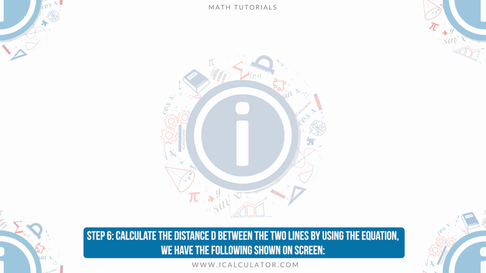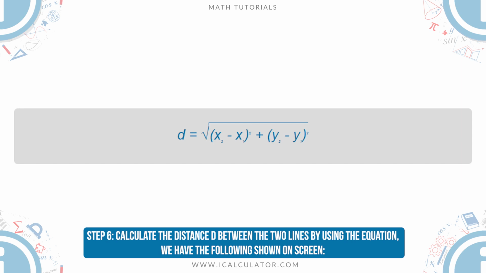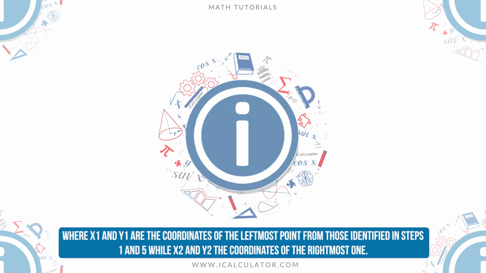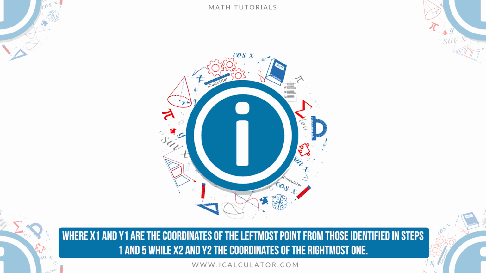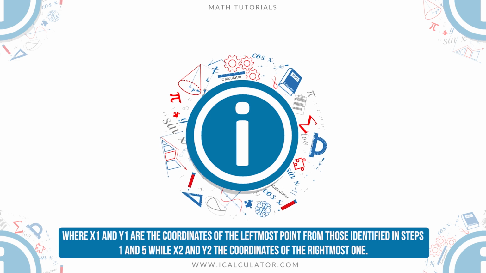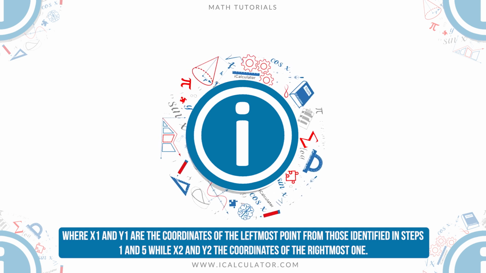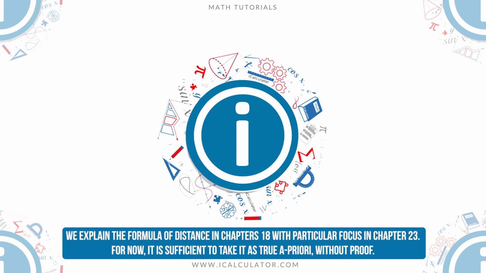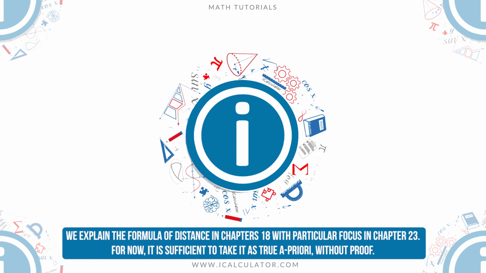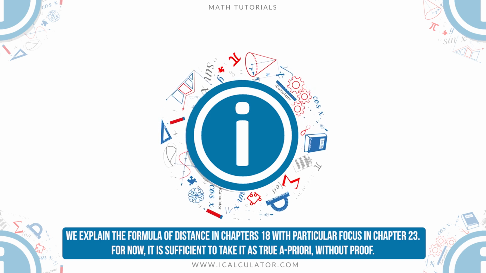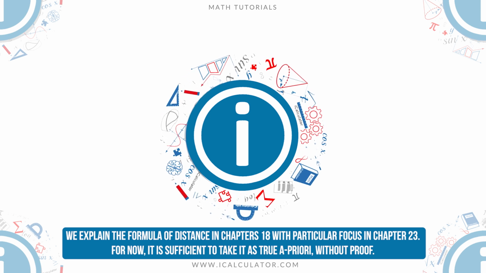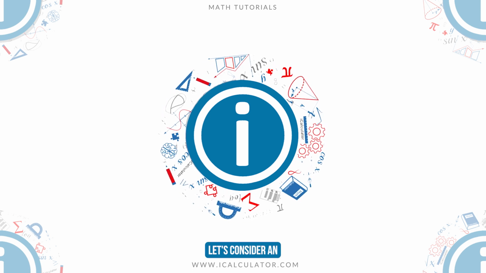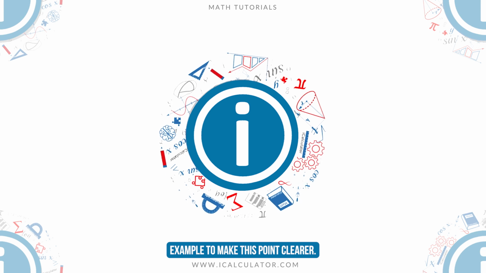Where x1 and y1 are the coordinates of the leftmost point from those identified in steps 1 and 5, while x2 and y2 are the coordinates of the rightmost one. We explain the formula of distance in chapter 18, with particular focus in chapter 23. For now, it is sufficient to take it as true a priori, without proof. Let's consider an example to make this point clearer.